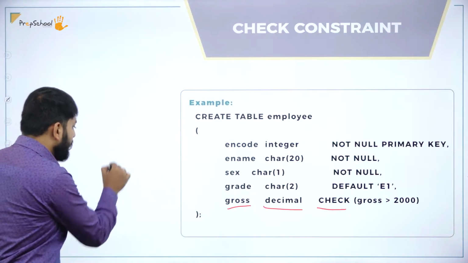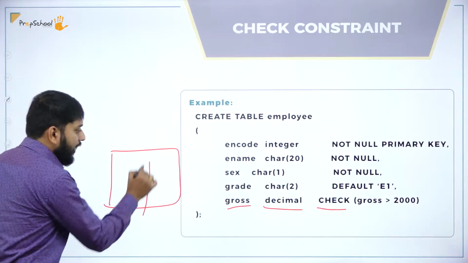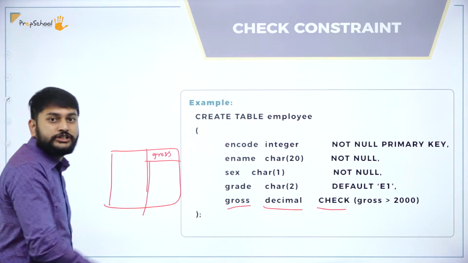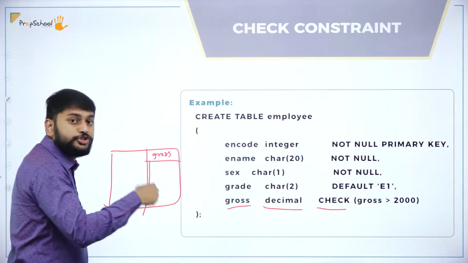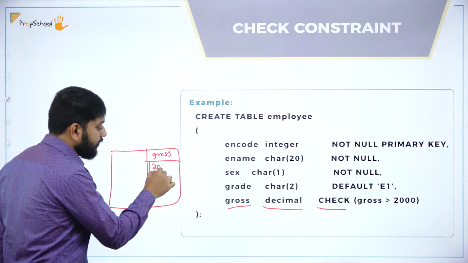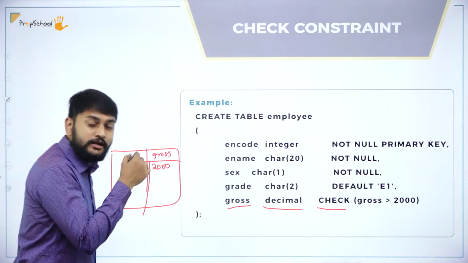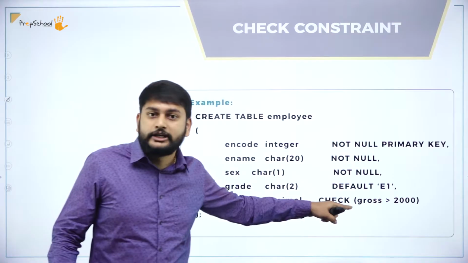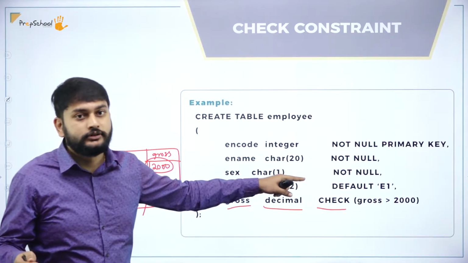Suppose, imagine I have a table and I'm trying to enter the value. The column name is gross. Whenever I'm entering a value to this column, the value should be greater than 2000. Suppose if I enter 2000, it will not take. It should be greater than 2000. So it will show me an error.